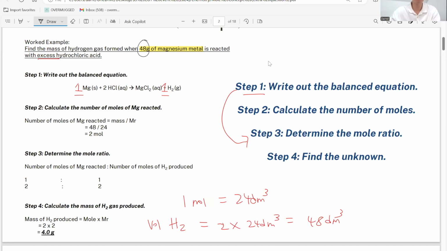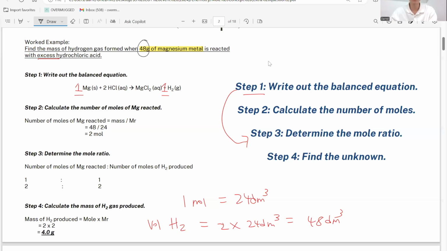We should compare the mole ratio between what we have found, which is magnesium, with what we want to find, which is the hydrogen. And how do we get the mole ratio? How do we get 1:1? Is by looking at the equation. If you take a look over here for the equation, 1 mole of magnesium reacts with 2 moles of hydrochloric acid to form 1 mole of your magnesium chloride salt and 1 mole of hydrogen gas.